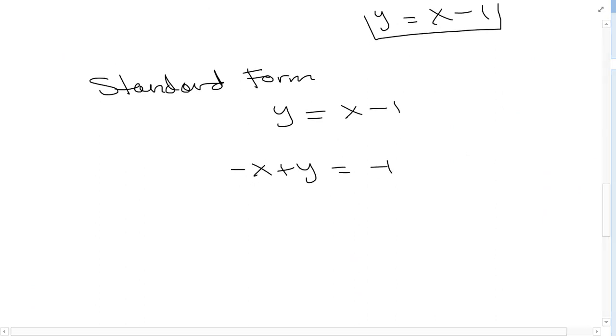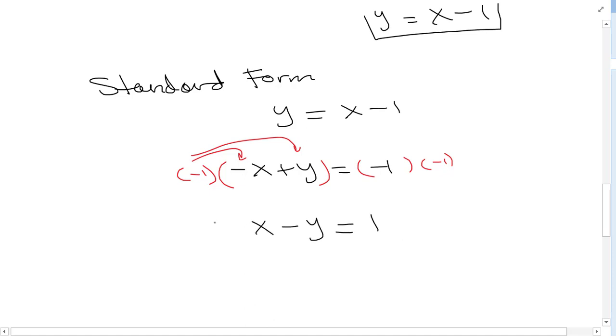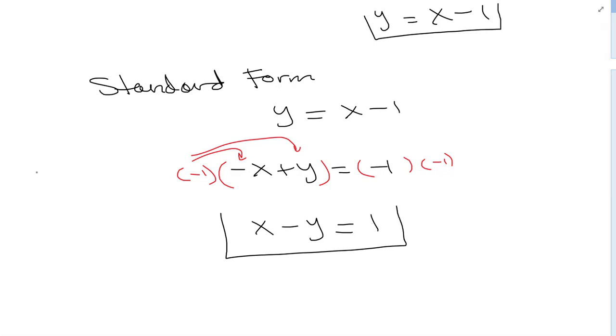So we will multiply both sides by -1 to make that coefficient positive. So distribute the -1. So I'm going to have negative times a negative is positive. So x minus y equals 1. So this will be the equation of the same line in standard form.